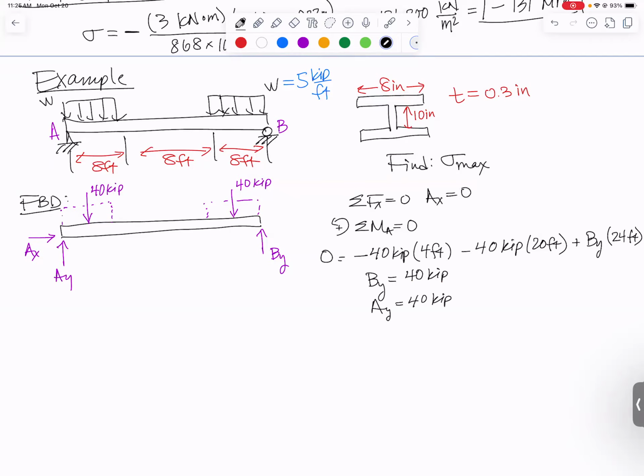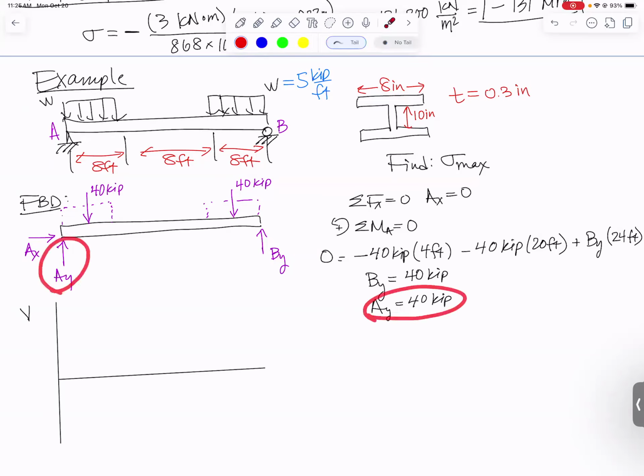So now that we have found all of our reactions, we can do our shear diagram. Then we'll do our bending moment diagram. For our shear diagram, we would start at 0, but then we have an upward 40 kip point load. So we're going to jump from 0 up to 40 kips. And then what happens immediately, there's a constant distributed load with a magnitude of 5 kips per foot pointing downward. So we're going to go downhill with a slope of 5 kips per foot. We're going to keep doing that for 8 feet. So I think we'll end up at 0. We'll double check that in a second.